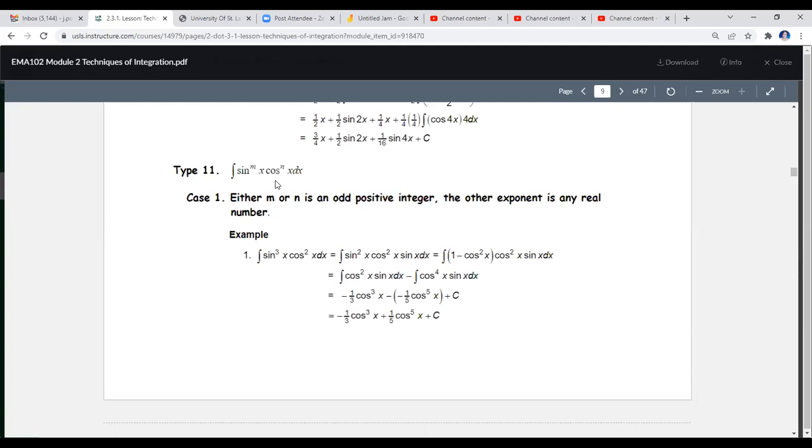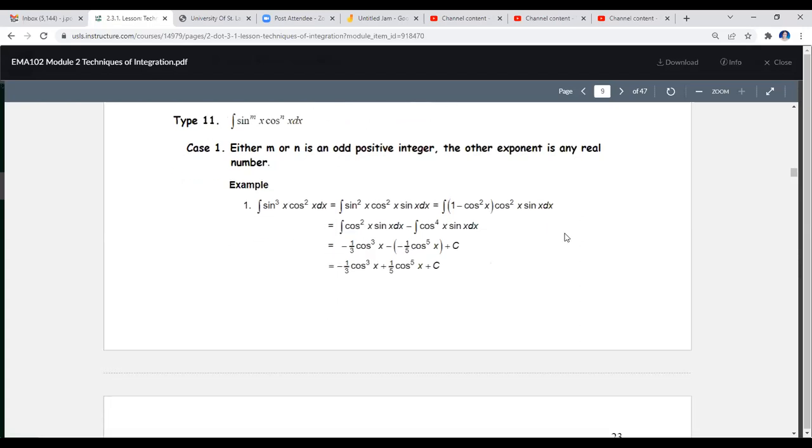And it is paired with, so let's say the sine is odd and positive in exponent. So the cosine can be raised to any real number exponent. The same thing if it's the cosine which is being raised to an odd positive exponent, the sine could be raised to any real number exponent. So look at the example here that we have underneath.